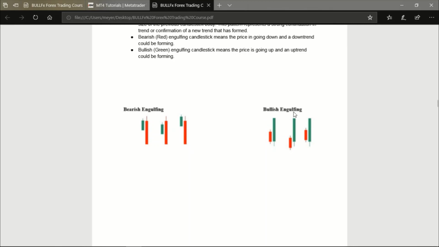The same with bullish engulfing. We've got three different variations of the bullish engulfing pattern. Over here, you can see this is the pattern with the red and the green candlestick. The green candlestick body is engulfing the red candlestick body. So this shows that there is a strong movement upwards. The same with these other two variations of the bullish engulfing pattern.